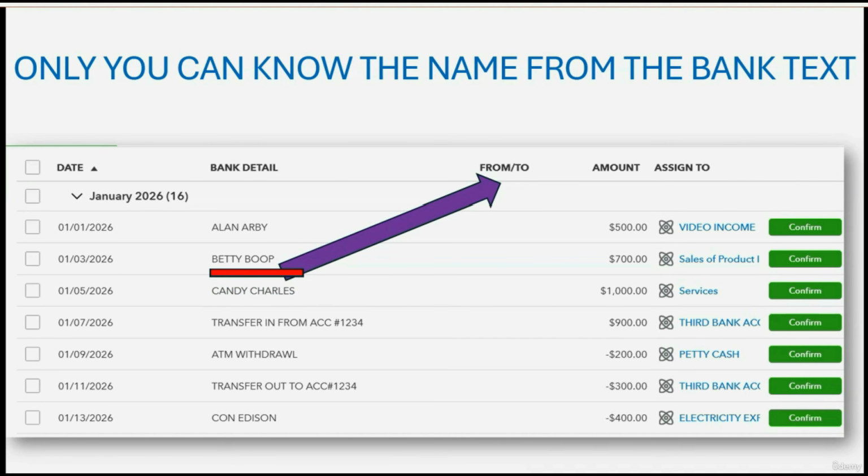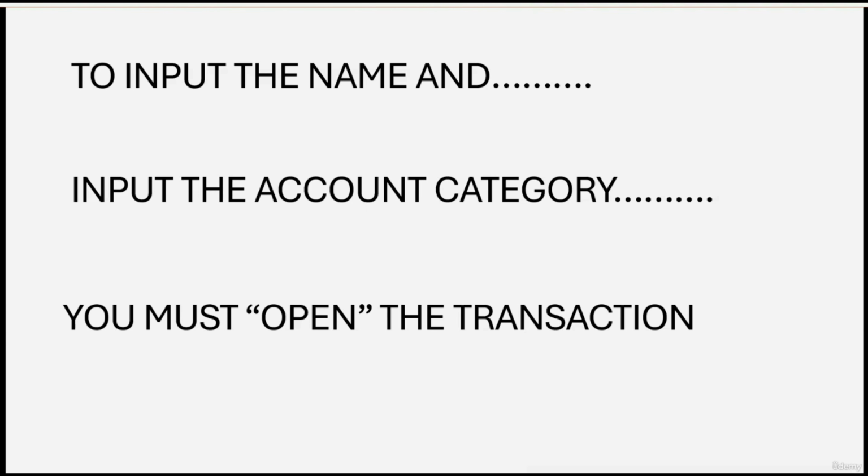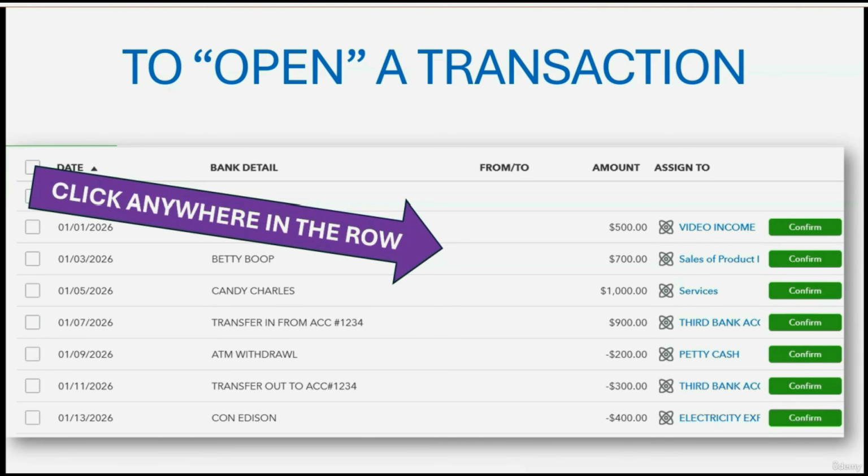So in order to enter a name, and in order to put the account category, if we don't agree with the suggestion, we have to do something called open up the transaction before we can add the fields of data that we need. So what does that mean, open up a transaction? To open up a transaction means to click anywhere in the row, and then you will get access to the additional fields of data.